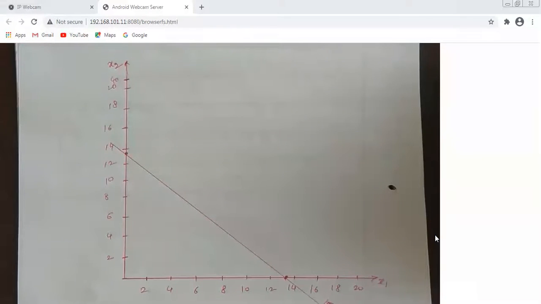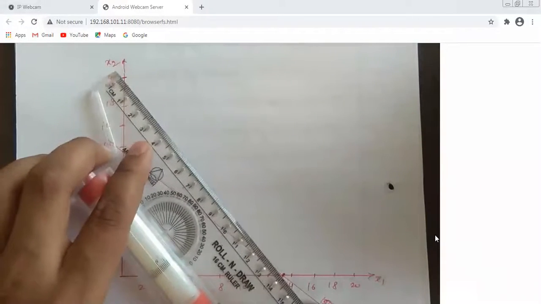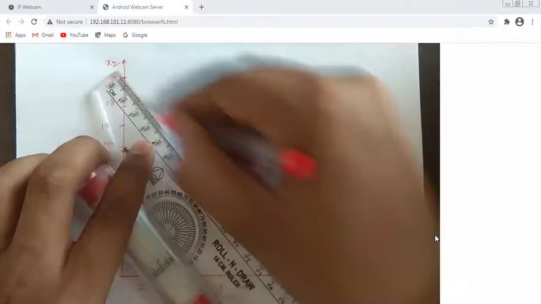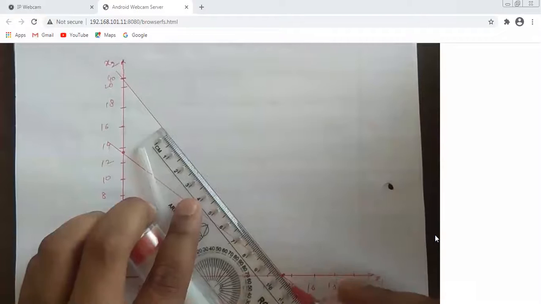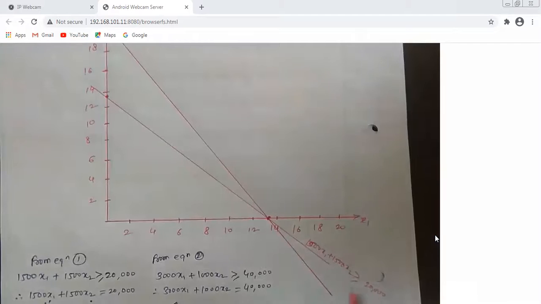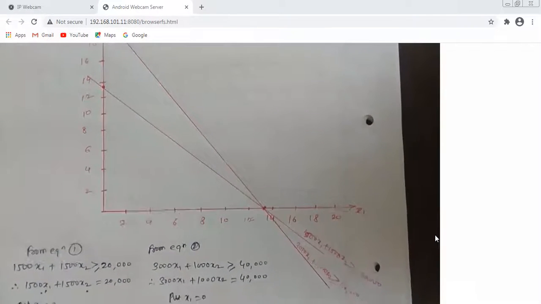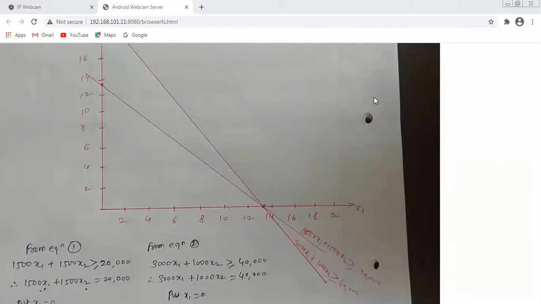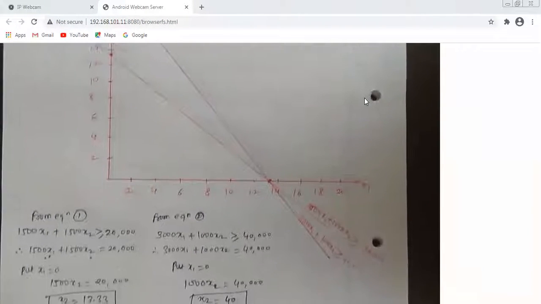Okay, so next what we have to do, we have to draw one line which will pass through this point and this point. Okay, so I will draw the line. And I will extend the line to write down the equation of line. We know that the equation of line is 3000 x1 plus 1000 x2 is greater than or equal to 40,000. Got it?